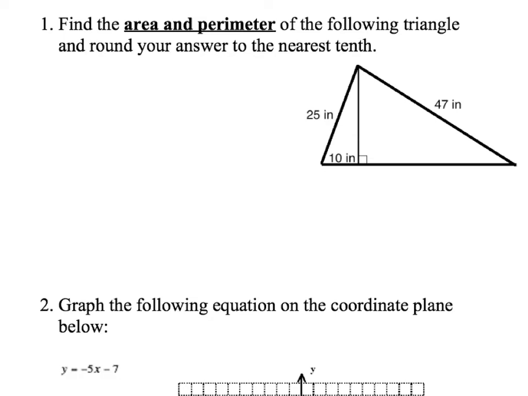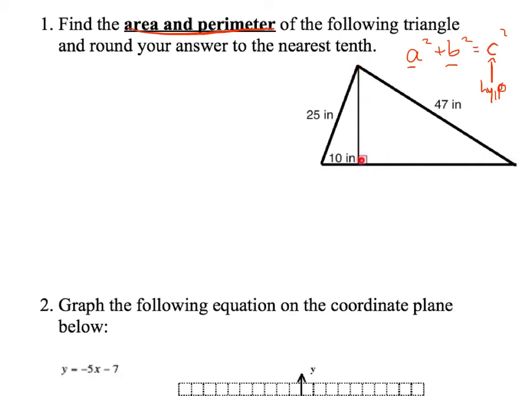Okay, for this first problem, you need to use the Pythagorean theorem, which is a squared plus b squared equals c squared, where this is the hypotenuse, and these are the legs. So, in order to find the area and perimeter, we need to know each of these missing sides.